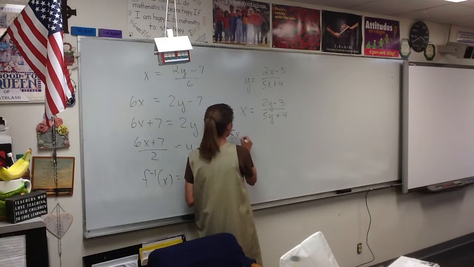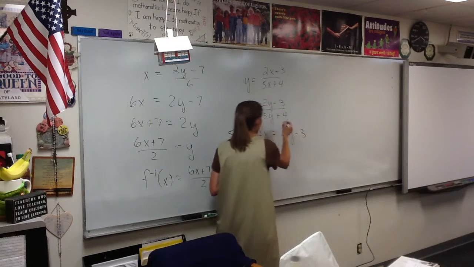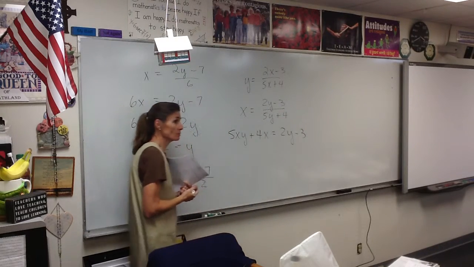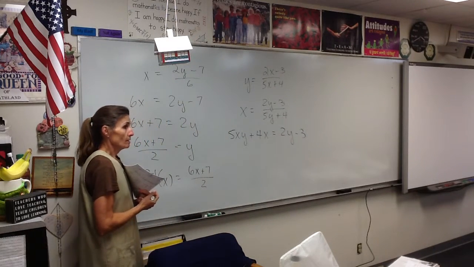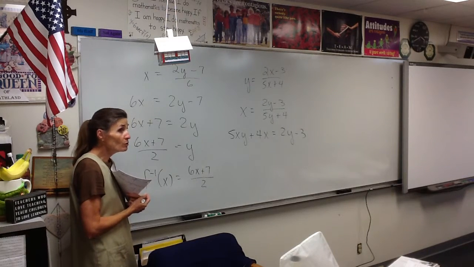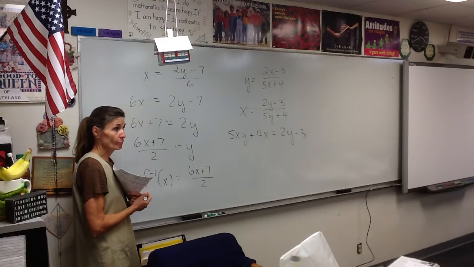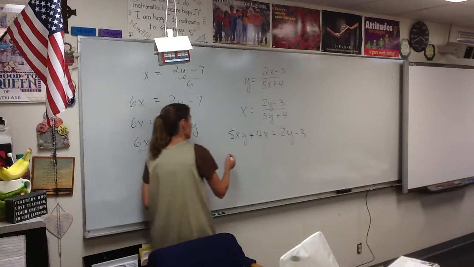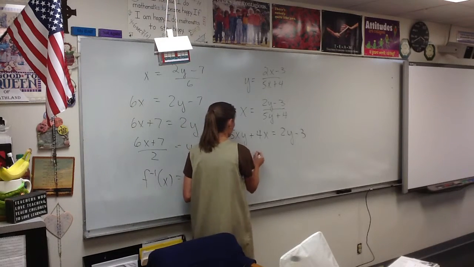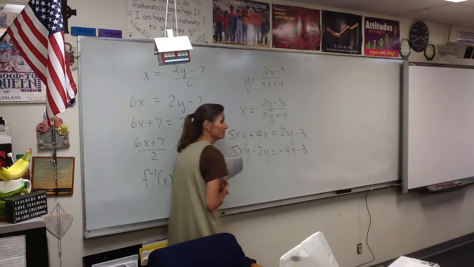So I'm going to have 5xy plus 4x. Is that okay with everybody? Just distribute it when I multiply? All right, now here comes the piece we have to remember. What do we do now? Yeah, thank you, Rose. Get all the y's on the same side and everything else on the other side, right?